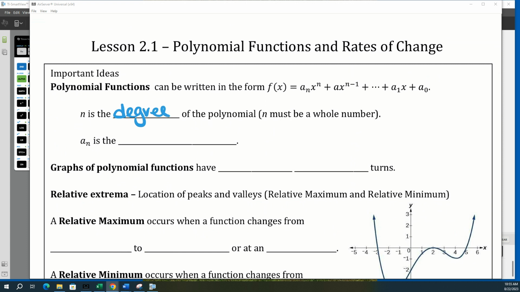But if you ever have a function where the exponent is a fraction, or the exponent is negative, or the exponent is a decimal, those are not polynomial. Polynomial exponents have to be whole numbers. All right, and then we aren't going to talk about a sub n today, but the number in front of the variable with the largest exponent is called the leading coefficient. We will definitely come back to that because it tells you a lot of things about what the polynomial is doing.